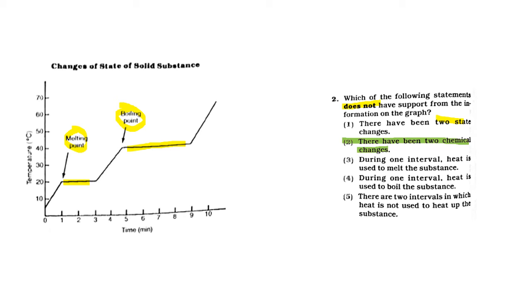Number 3, during one interval, heat is used to melt the substance. Well, we look here. Heat is being used to melt the substance. That's why the temperature does not go up at this point, because the substance is melting. So number 3 is proven. And number 4, during one interval, heat is used to boil the substance. Well, that's over here, isn't it? The boiling point is when it starts to boil, and it continues boiling until all of the liquid has become a gas. And then the temperature begins to increase again. So number 4 is proven.